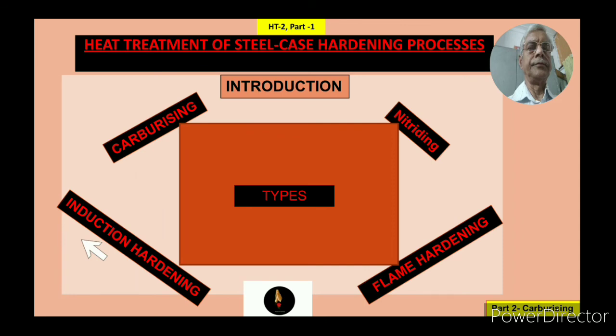See, what are the types of case hardening processes? First of all is carburizing, then nitriding, then induction hardening and then flame hardening. I will be covering all these processes, carburizing, nitriding, induction hardening and flame hardening, in detail in this particular part 1 of HT-2.